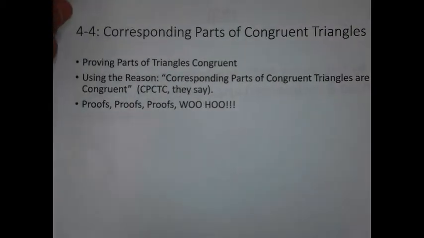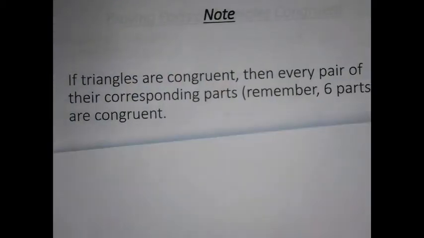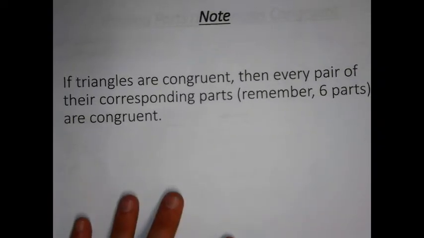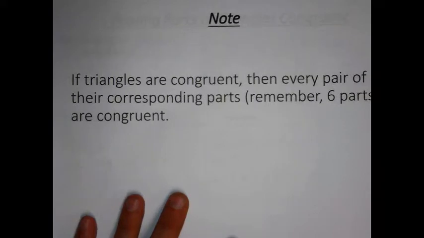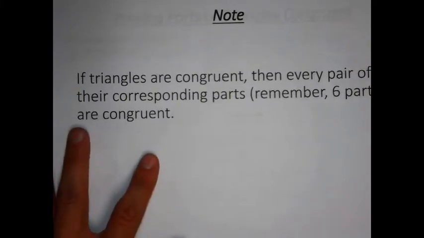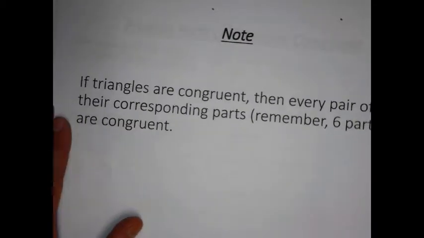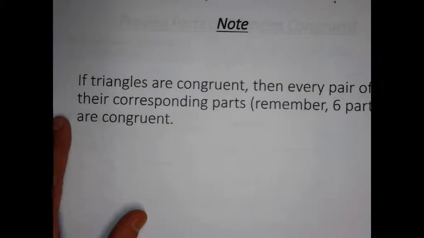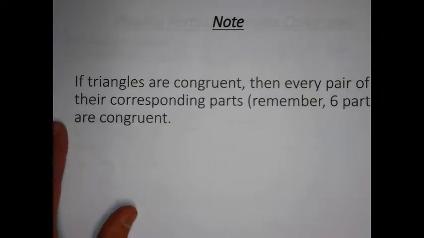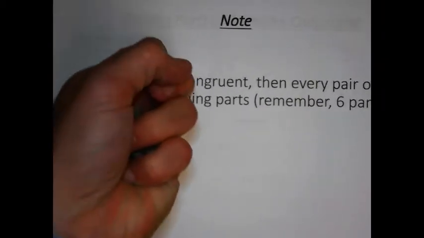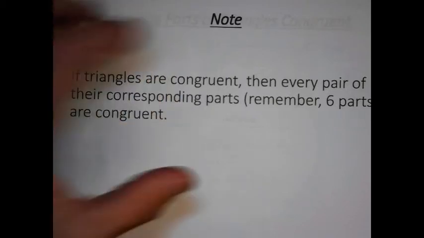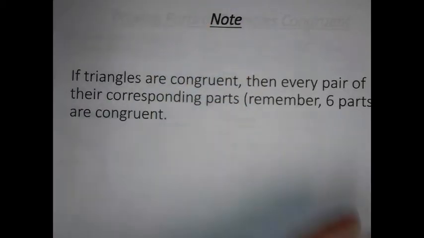Yay! Let's do this. The first and really only note, because there's only one note, is that if triangles are congruent, that means every pair of their corresponding parts, remember, 6 parts in a triangle, that means every pair of corresponding parts are congruent. So if we can prove triangles congruent, then we can prove any parts congruent. Okay, that's a huge distinction.